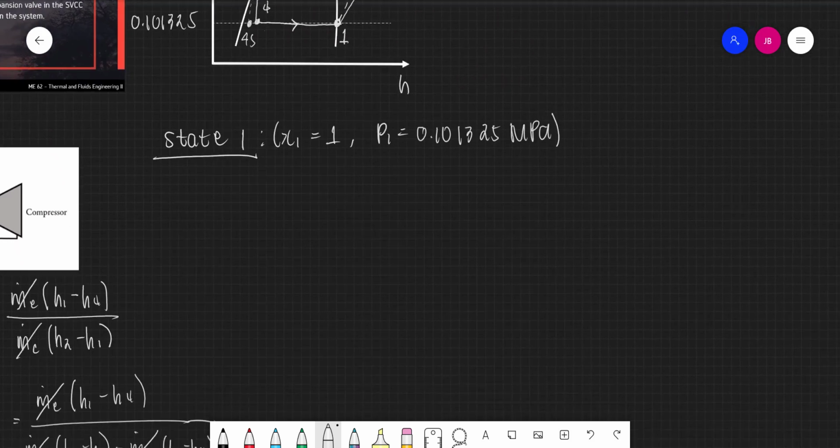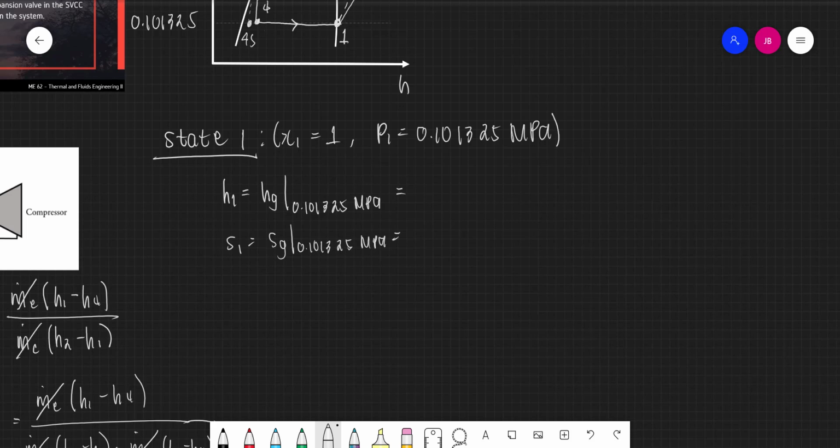So, kailangan nating malaman ang enthalpy at state 1 na equal lang sa vapor enthalpy at atmospheric pressure. Samantala, ang entropy naman sa state 1 ay ang vapor entropy at the same pressure. Para makuha ang numerical values nito, tignan lang natin ang ating thermodynamic tables or refrigerant tables.